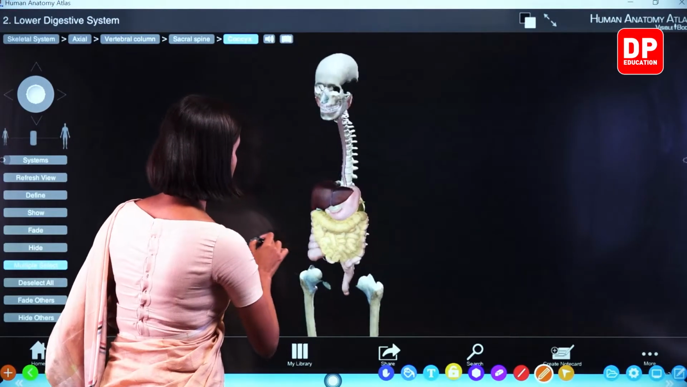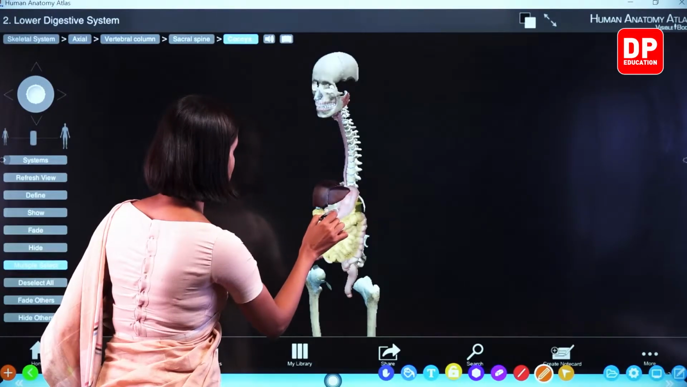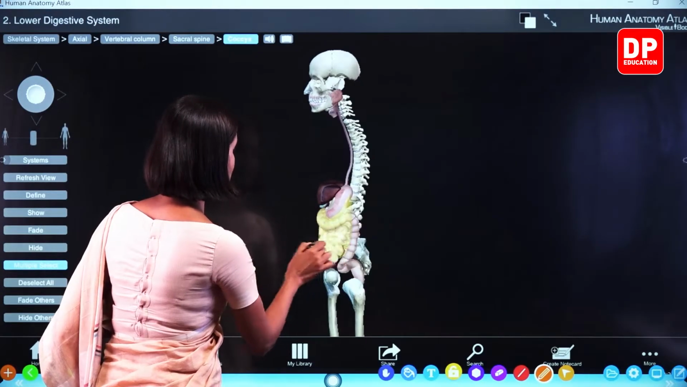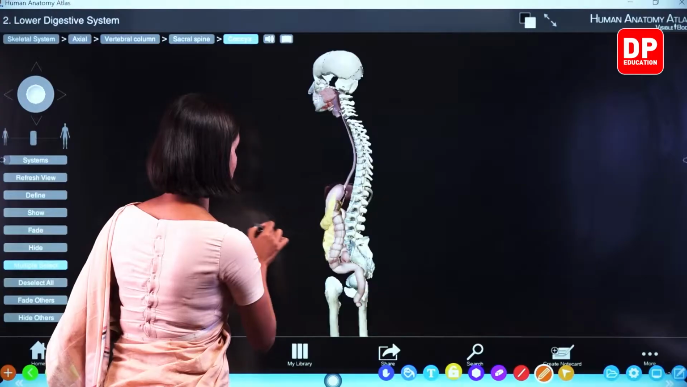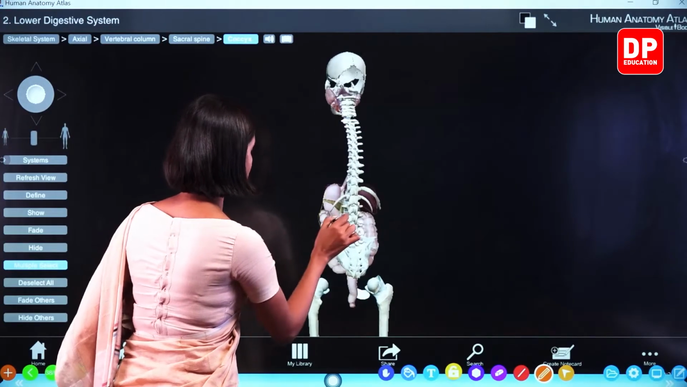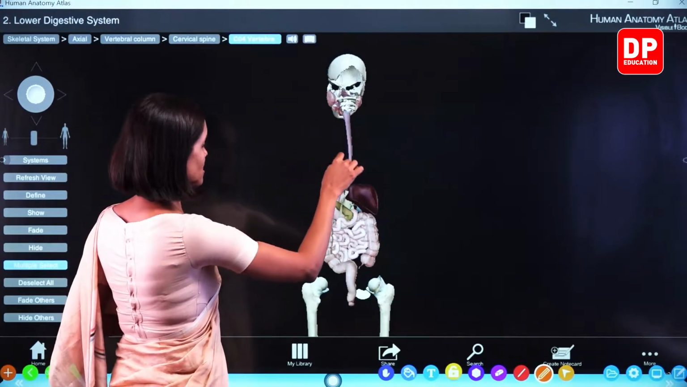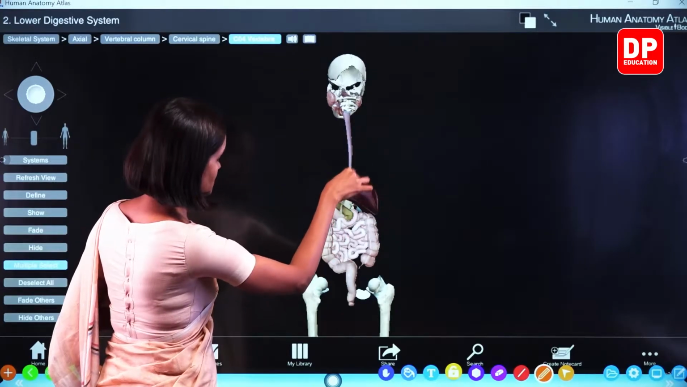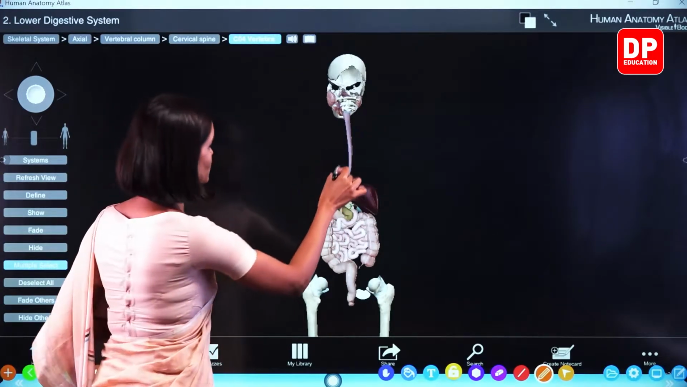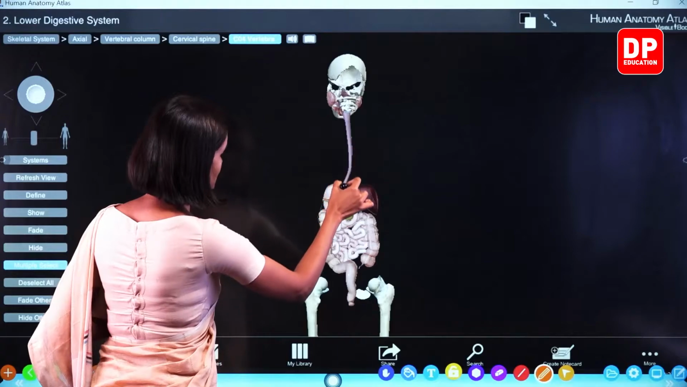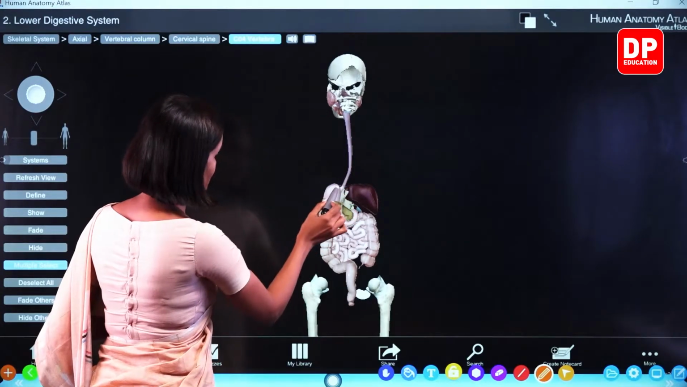Okay, children? So you all can see this is the stomach. I will turn it to the other side so that we can see it clearly. Right, children, check, I removed all the bone parts here. The skeletal system I removed. Now you can observe clearly from here. This is the stomach.